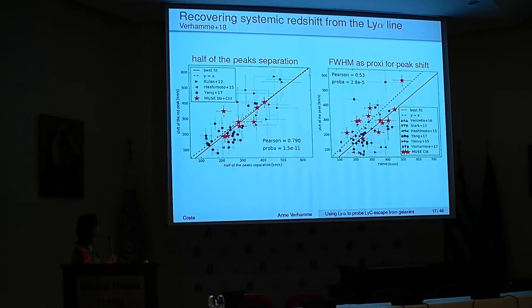And the shift of the red peak compared to the known systemic redshift is plotted over the two proxies that I propose for recovering the systemic redshift. And you see that there is a dispersion around this line. The black line is the one-to-one relation. But you can recover systemic redshift from Lyman alpha with a dispersion of 100 kilometers per second with these techniques.